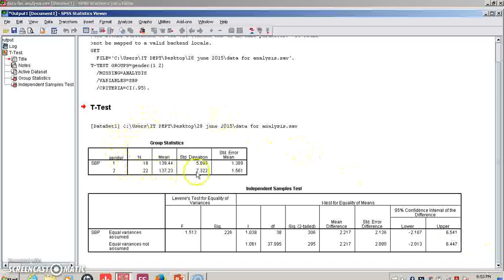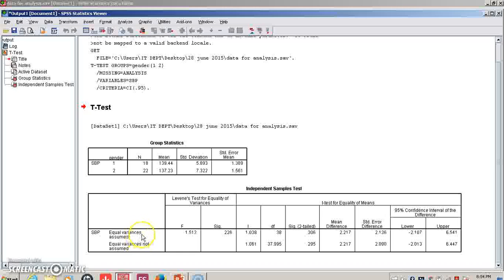First table shows the group statistics, that shows the number of participants in each group, mean, standard deviation and standard error of mean of each group. That is the descriptive statistics. Second table shows the result of independent samples t-test. Here two different columns will be there: Levene's test for equality of variance and t-test for equality of means. You have to look for t-test for equality of means.